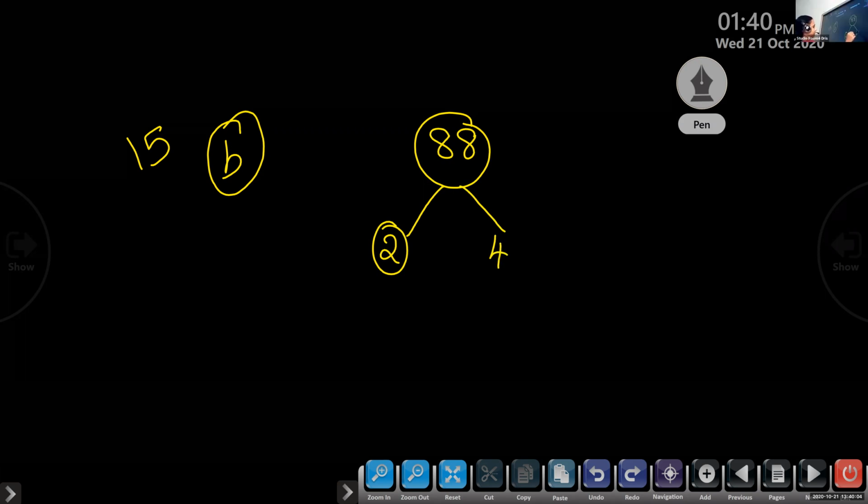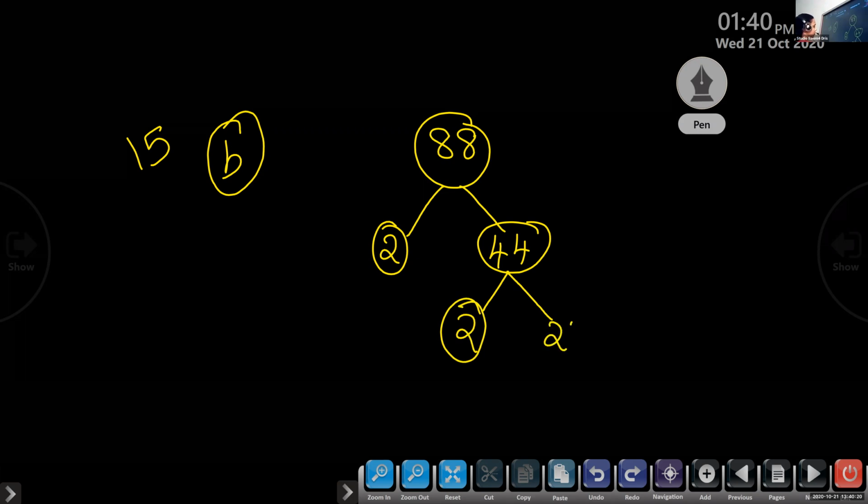Children, if you have any doubt, what you have to do? Divide 88 by 2. Find out, then you will get 2 into 44. Yes, this 44 is again an even number, so again, you can divide. 2 into which number? 22.